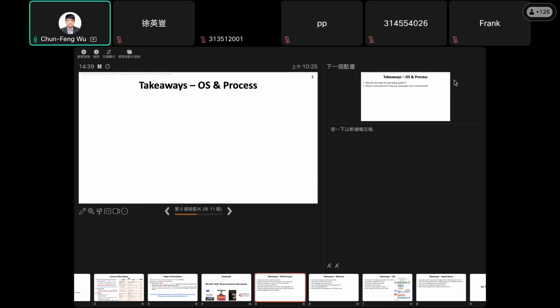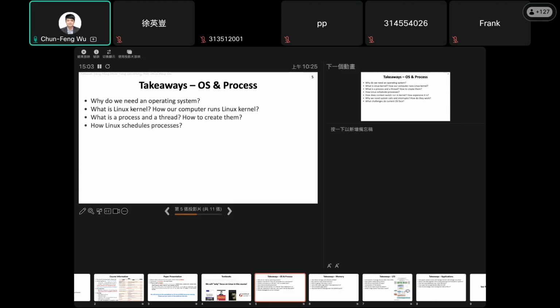So let me quickly go through some takeaways about what you will learn. First of all, for the first few weeks, we will talk about the operating system and process. After the first few weeks, I think you can answer the following questions. The first one is, why do we need an operating system? The second is, what is the Linux kernel and how does our computer run the Linux kernel? And then, what is a process and a thread in Linux? How do you create them and what are the characteristics of each? Then how does Linux schedule processes.